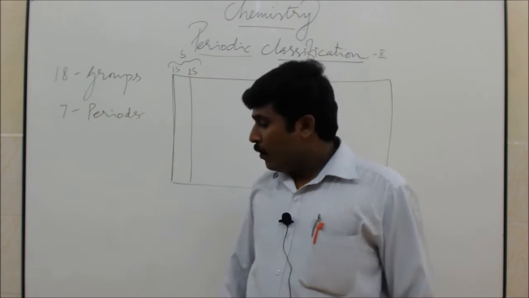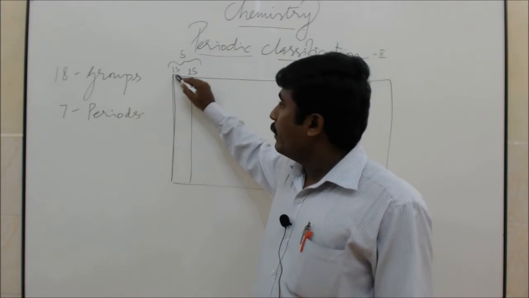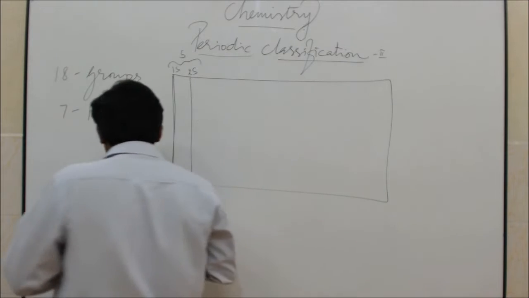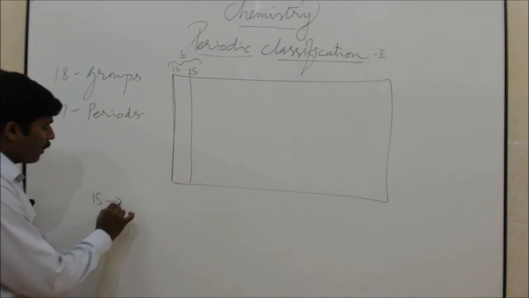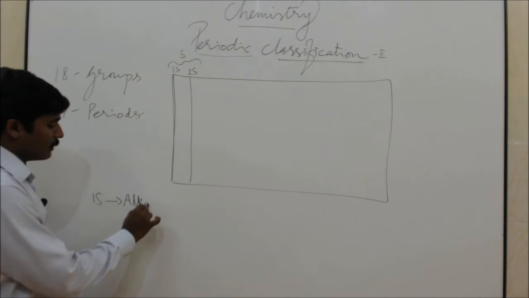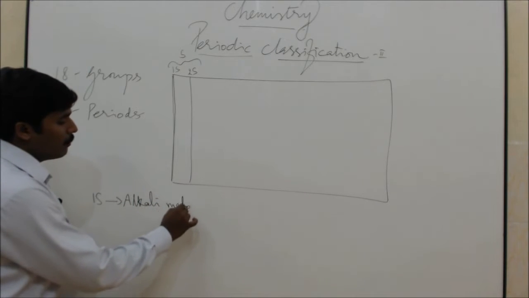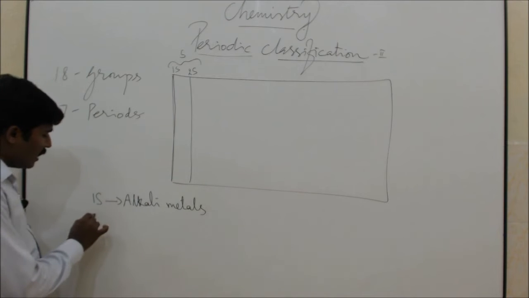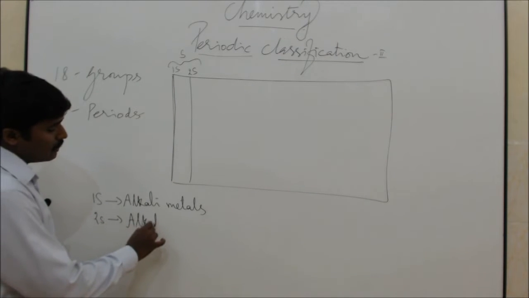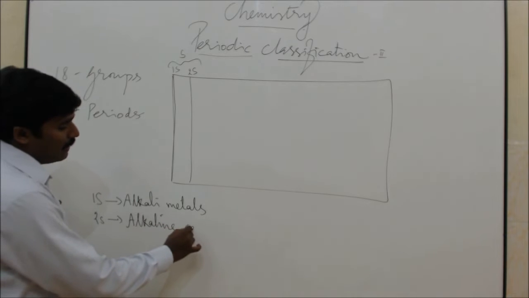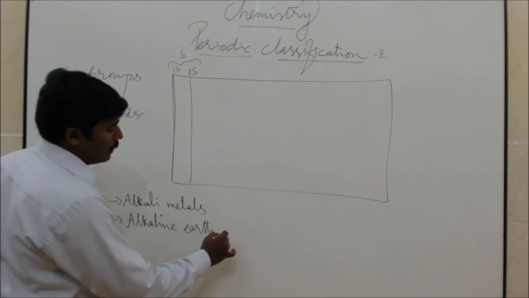What is the other name of the 1s block elements? Alkali metals. What is the other name of the 2s block elements? Alkaline earth metals.